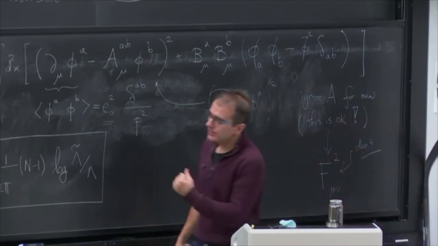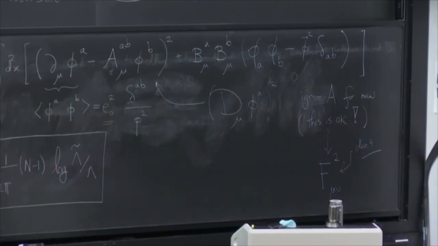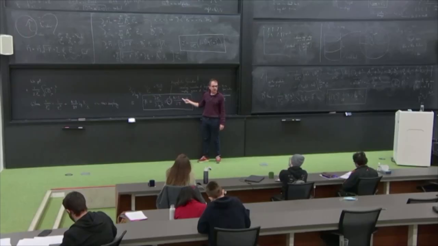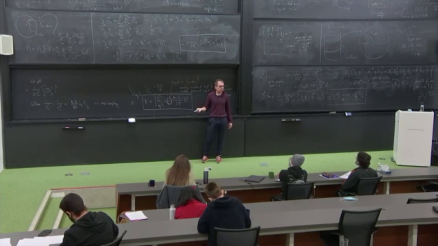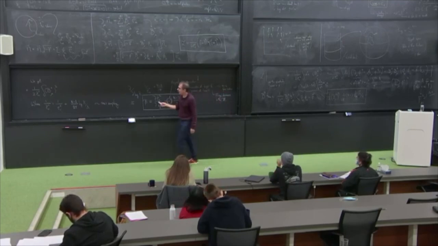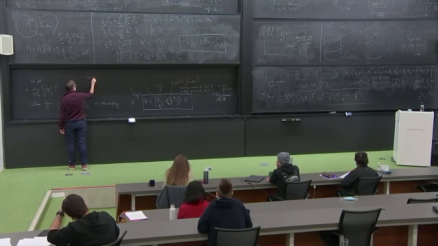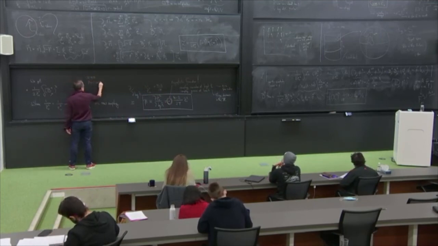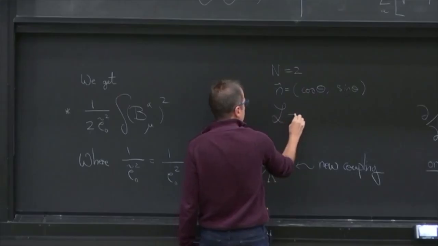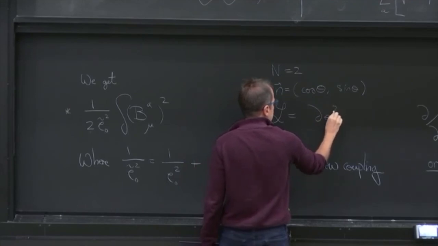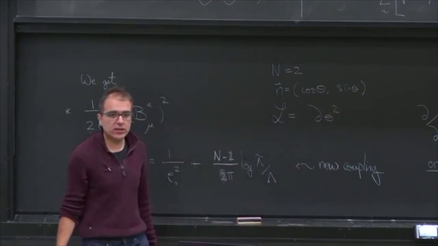Second comment is the n minus 2. This n minus 2 means the beta function is 0 when n is equal to 2. But that's fine, because when n equals 2, if you parameterize your vector n as just cosine theta, sine theta, your Lagrangian becomes just d theta squared. And indeed, the theory is free.